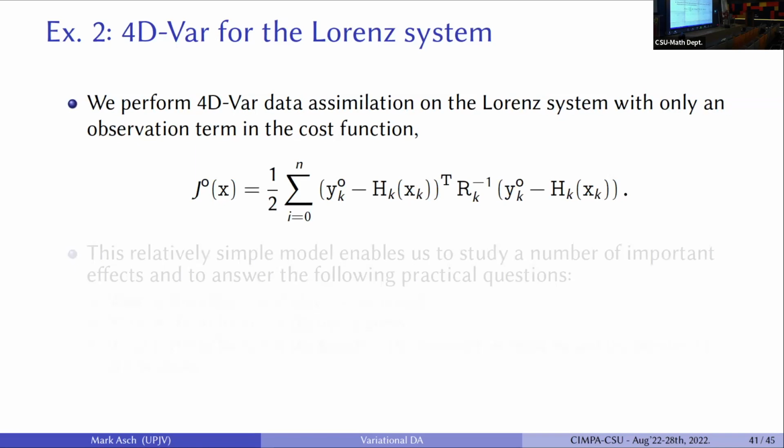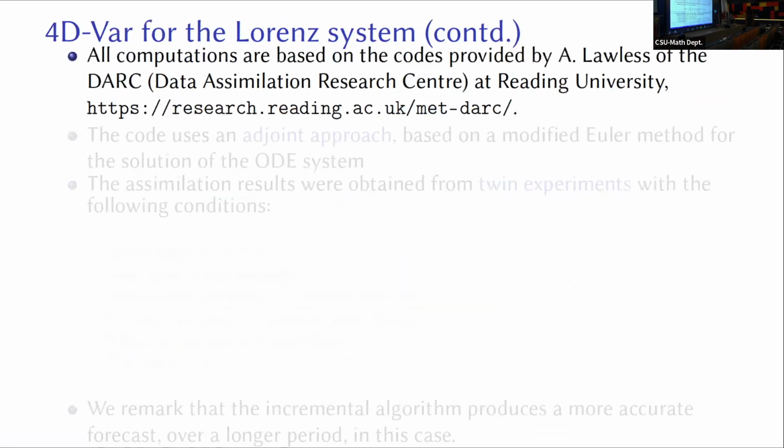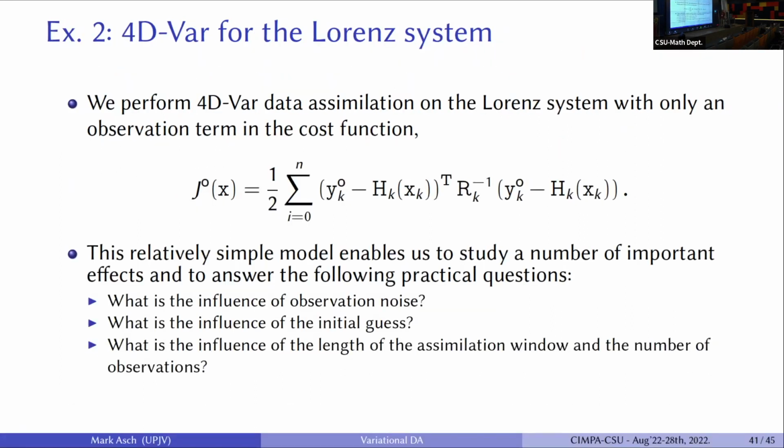I did a 4D data assimilation on the system, but I just took an observation term for simplicity. There's no background term. I could add a background term, but it wouldn't make much difference. Remember, J was equal to JB plus JO. Here I've just taken J equal to JO. But with this system, you can already study a number of important effects and answer a number of important questions.